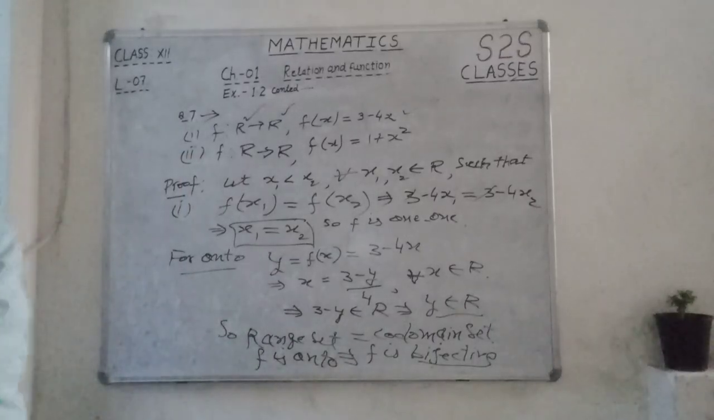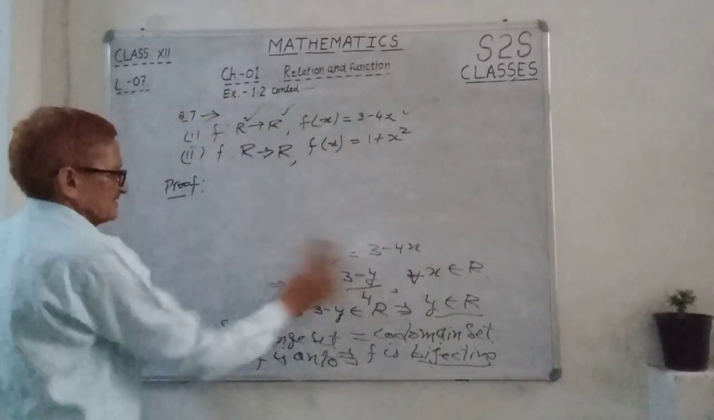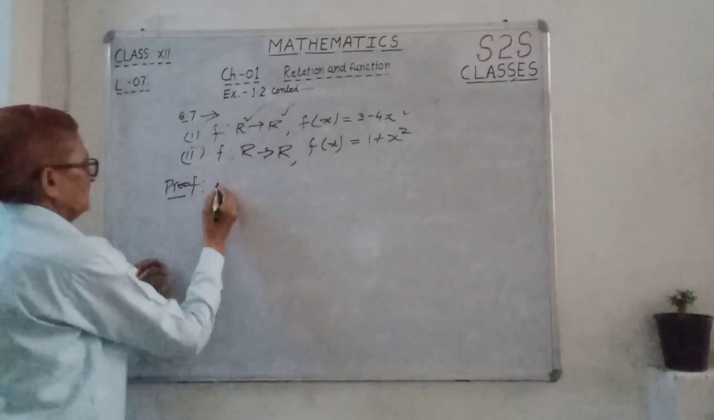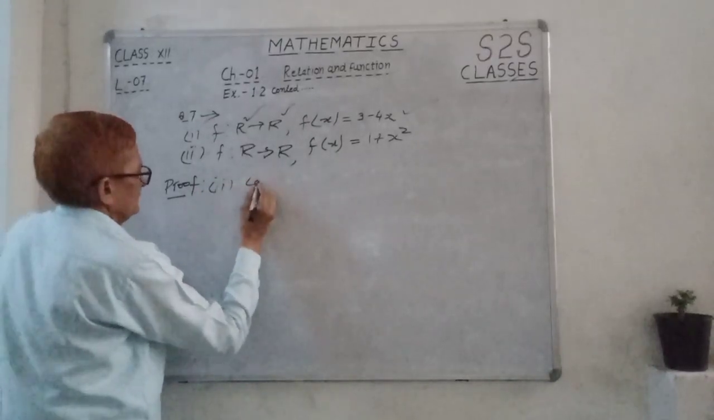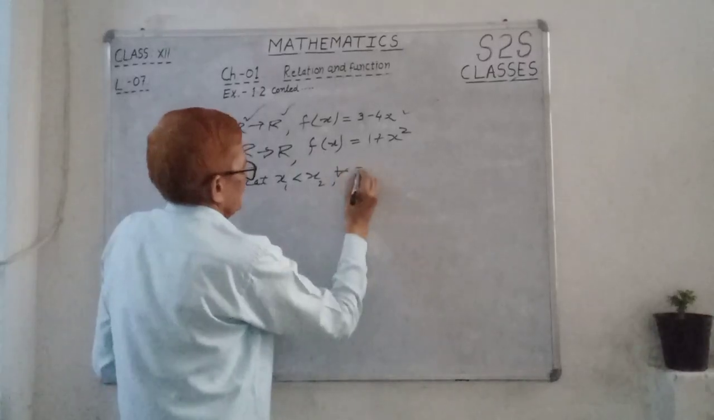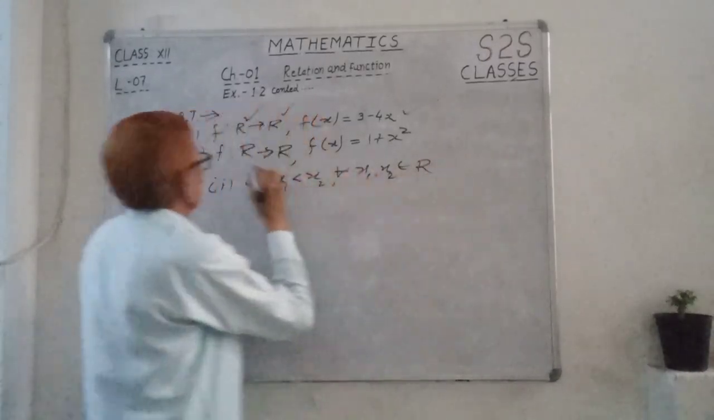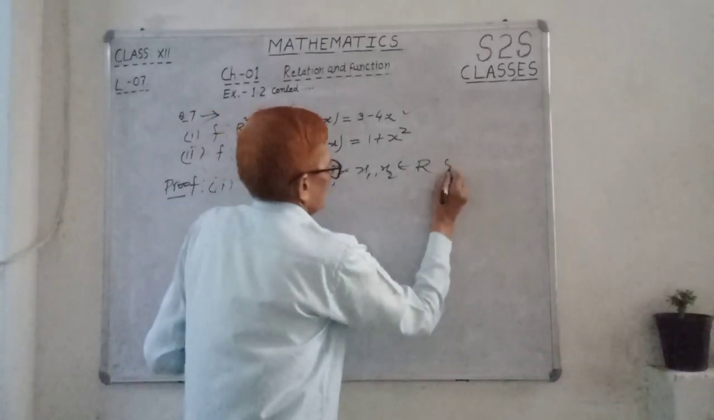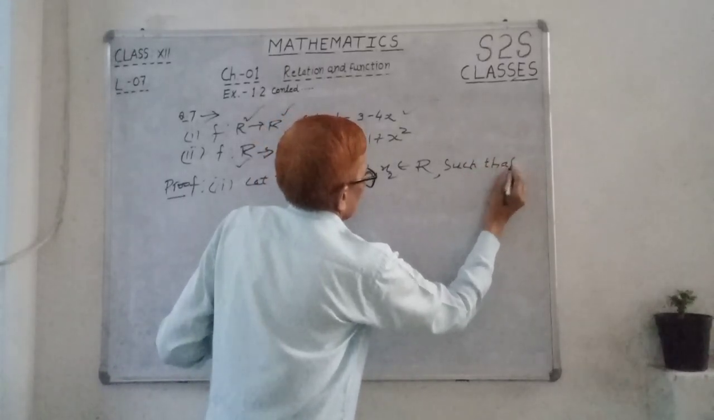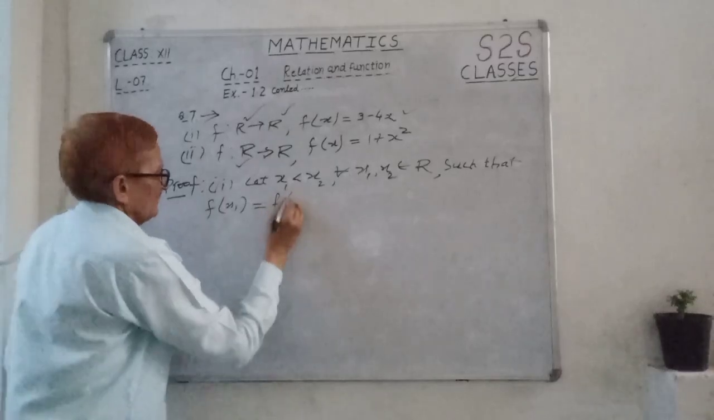Okay, now for the next question, this second part. It is one-one, onto and bijective, but for the second part we have to check now. Let x1 not equal to x2 for every x1, x2 belonging to the domain set. In the second part the domain set is also real numbers, such that the function value at x1 is equal to the function value at x2.